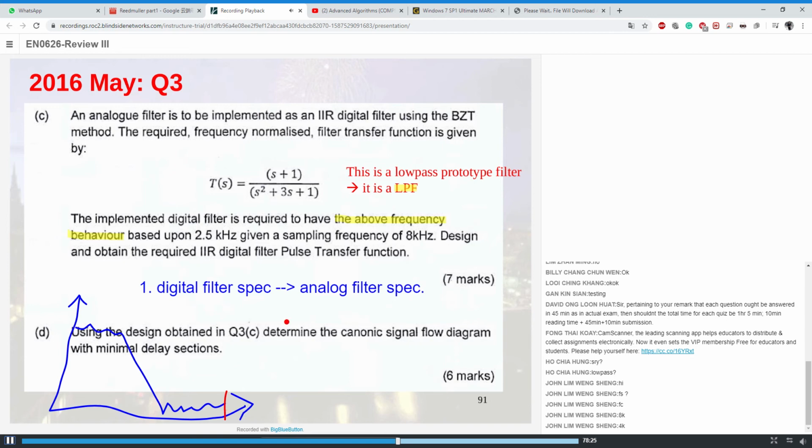Okay. So with that, can you obtain this? Now this is my digital filter spec. If you follow the method exactly as just now, first of all, for the digital filter spec, I need to convert to an analog filter. I only know one corner frequency. So I just convert this corner frequency into the analog filter spec by using what formula that we need to use.